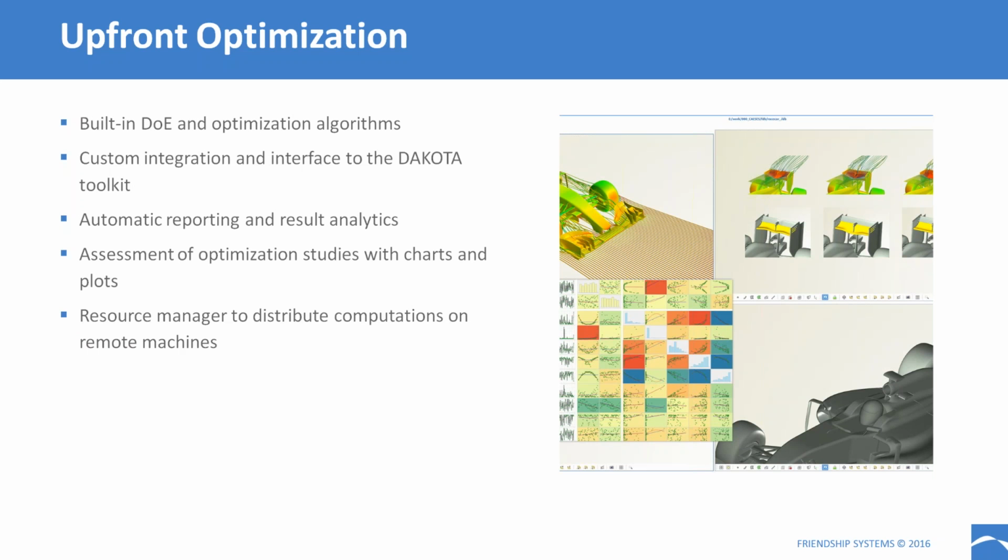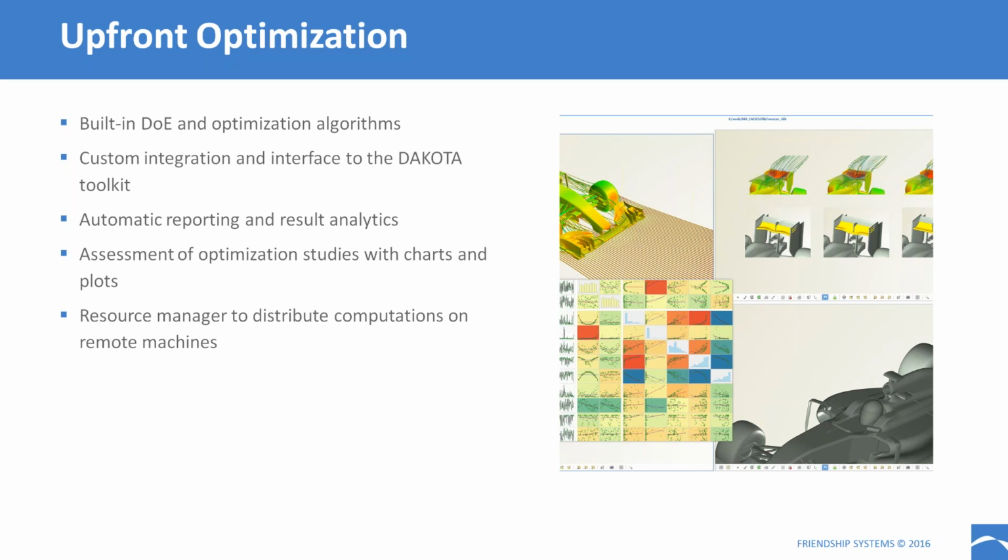Yeah, the final step of the process is the optimization part. So we have a couple of built-in design of experiments and optimization algorithms in CAESES. Additionally to that, we also have a custom integration and an interface to the Dakota optimization toolkit, which is an open source, very state-of-the-art optimization toolkit.